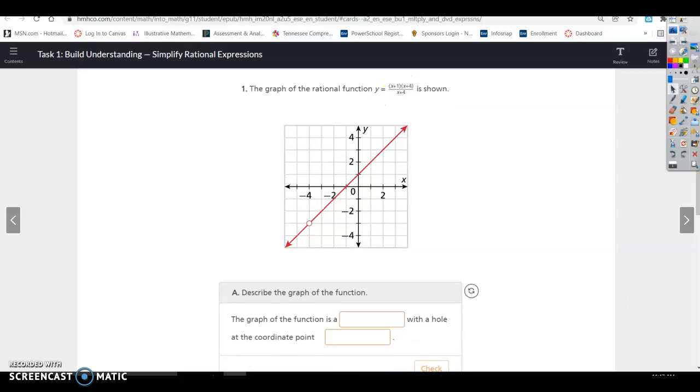All right, the graph of the rational function y equals x plus 1 times x plus 4 divided by x plus 4 is shown. It says describe the graph of the function. All right, the graph of the function is a line with a hole at the coordinate point -4, -3.